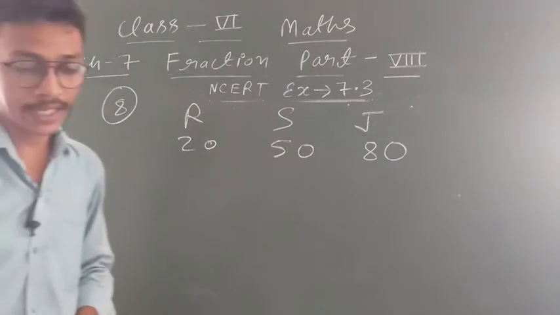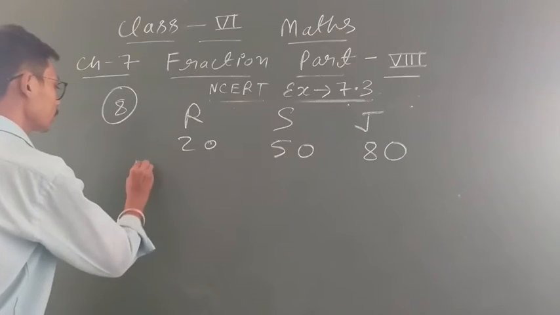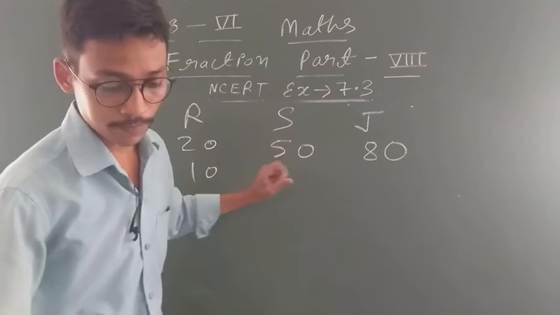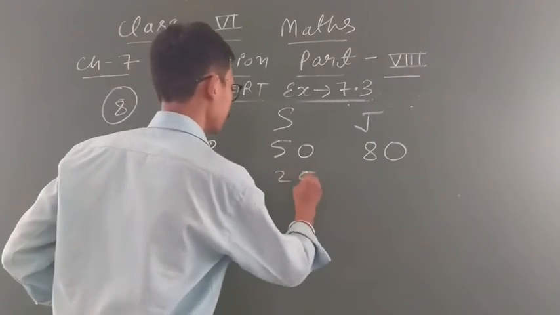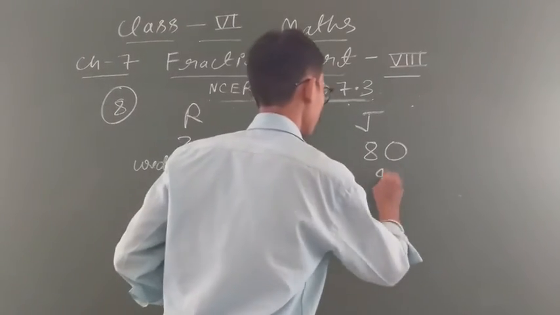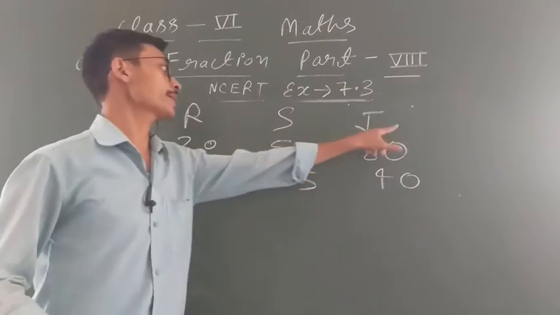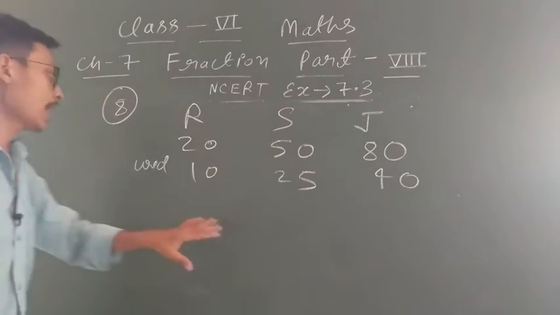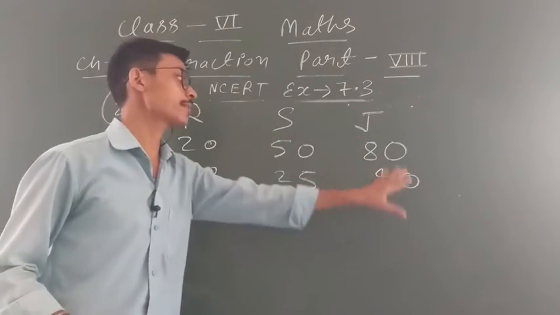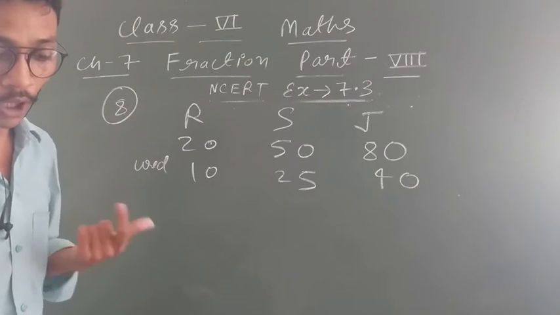After 4 months, Ramesh used 10 pencils and Shilu used 25 pencils. Next, Jamal used 40 pencils. Okay. After 4 months, students, see what the question is. Ramesh has 20 pencils, Shilu has 50 pencils, Jamal has 80 pencils initially. After 4 months, Ramesh used 10 pencils, Shilu used 25 pencils, Jamal used 40 pencils. Is the question clear? Now it is asked what fraction did each use.